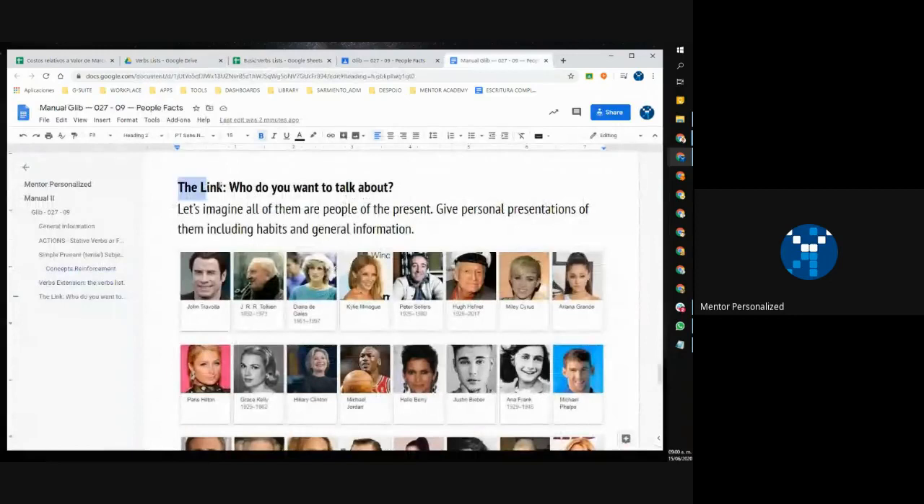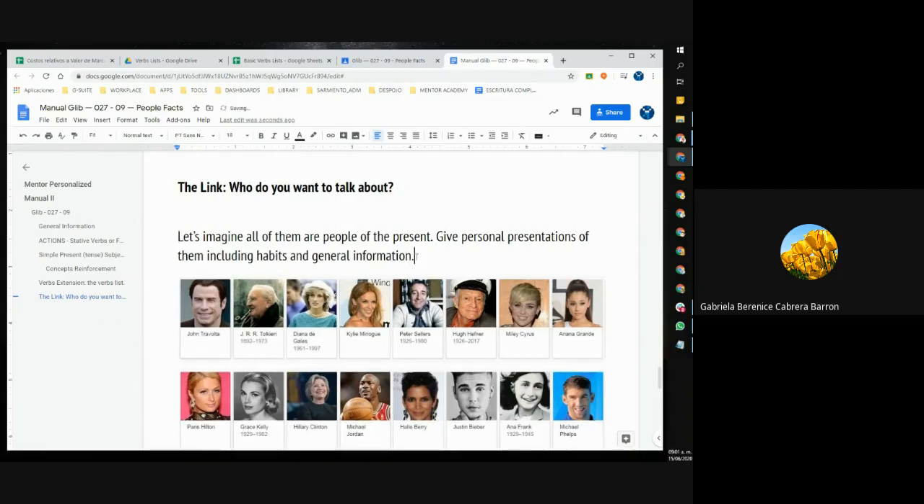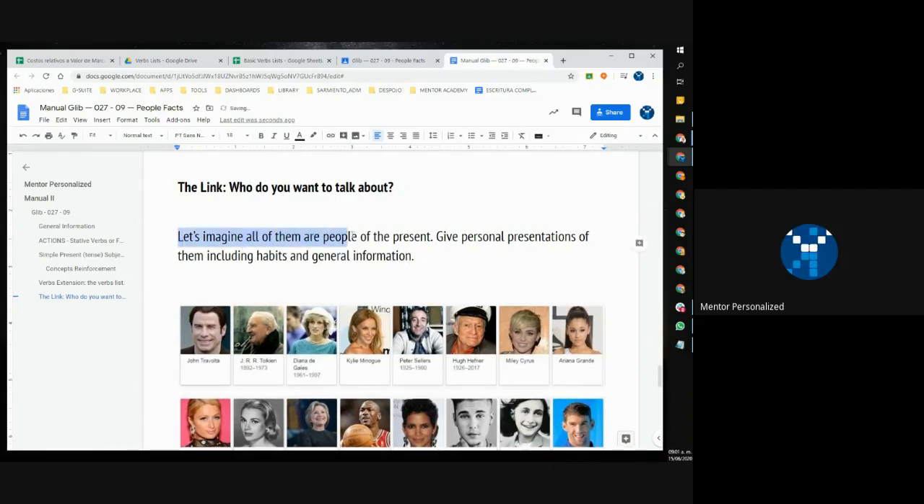And finally, the link. Can you read? Question here. How do you want to talk about? How do you say quién in English? Who. Oh, I see. Repeat. Who do you want to talk about? Okay, let's imagine all of them are people of the present. It's a presentation in present, okay?